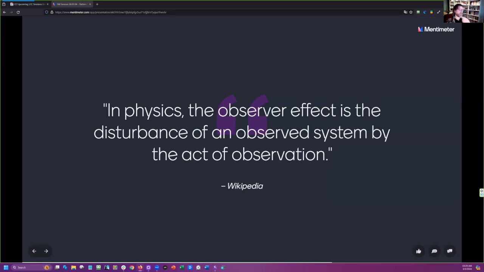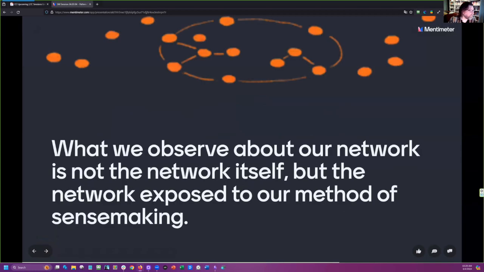And so that leads to the next slide. It's the reality that what we observe about our network is not the network itself. What we're looking at is not just the network, but the effects of the network exposed to our method of sense making. So sense making, this session dedicated to sense making today, is about pattern spotting. Let's look at the next slide.